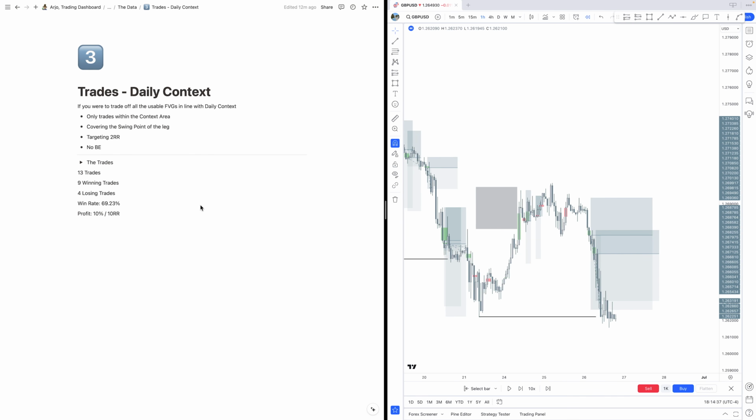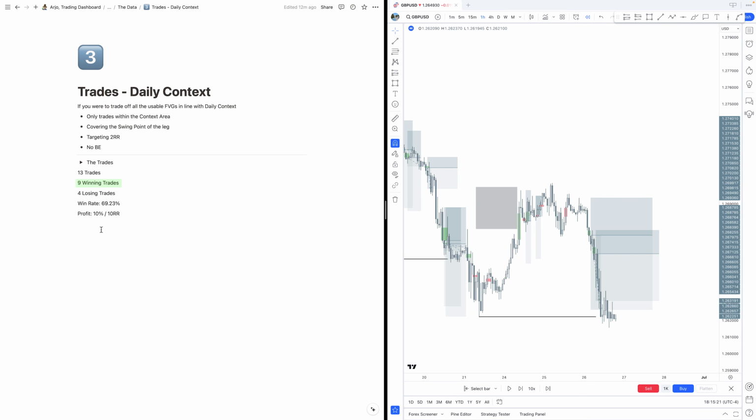Now, taking a look at the notion, if you were to trade off all the usable fair value gaps in line with daily context, following rules, only trades within the context area, which is again from the daily fair value gap to the first opposing PD array. And the other 3 rules are the exact same as we have discussed before. This leads to the following trades right there, which leads to 13 total trades.